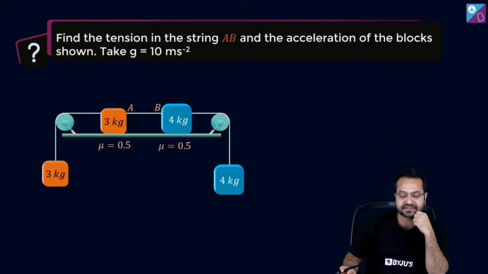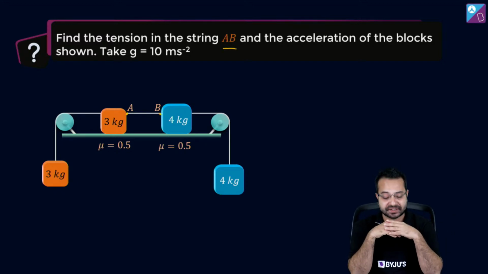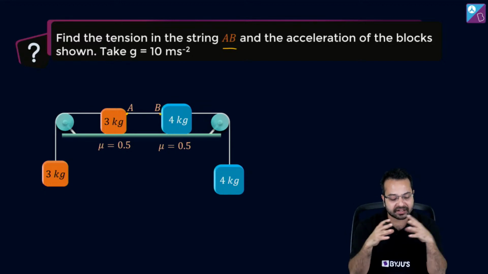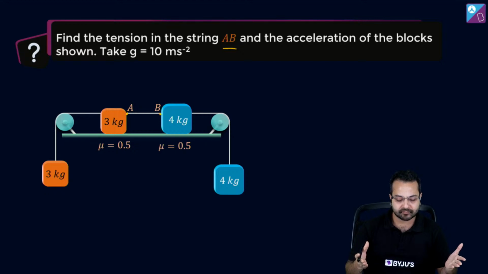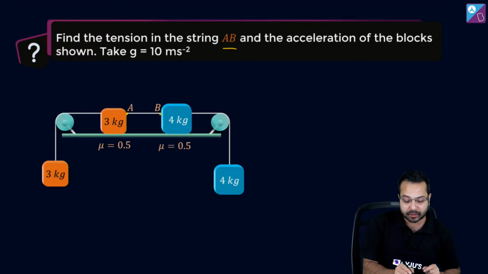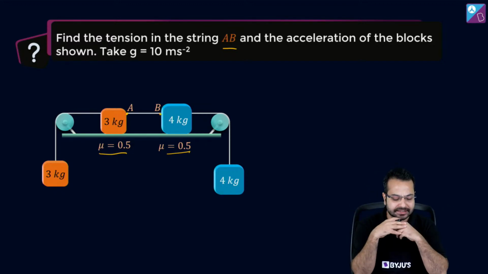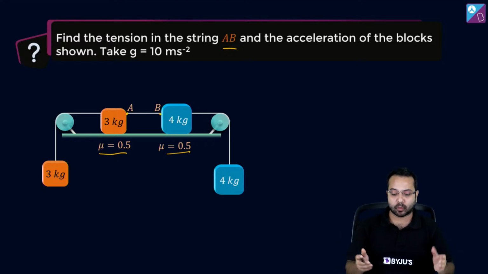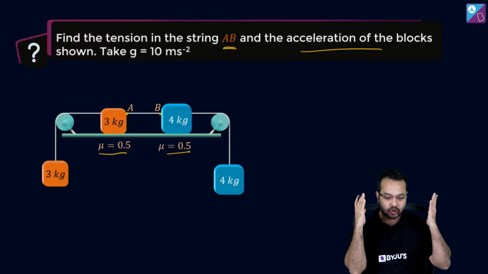So we have to find out what is the tension in the string AB. What is AB? This is string AB. We have to find what is the tension in the string AB and the acceleration of the blocks shown. Okay, so you can see that there are 4 blocks and then 2 of the blocks are kept on a horizontal table. The coefficient of friction between the blocks and the table is 0.5 for both the blocks. The strings are massless and the pulleys are also massless and frictionless. Okay, so we have to find out what is the acceleration of the blocks and the tension in the string AB. Okay, so go for it.